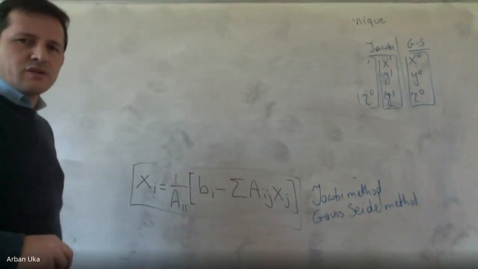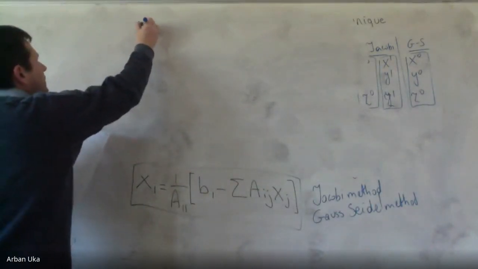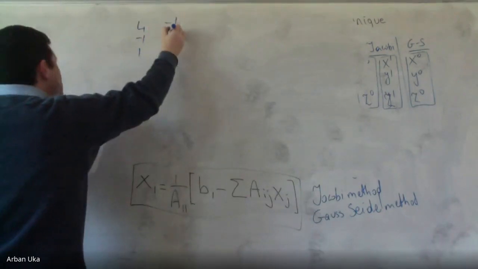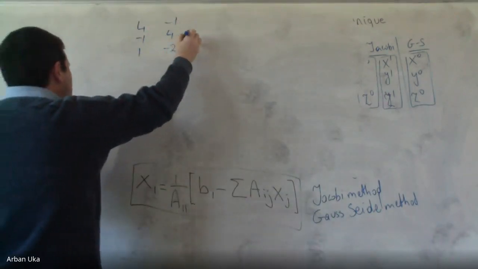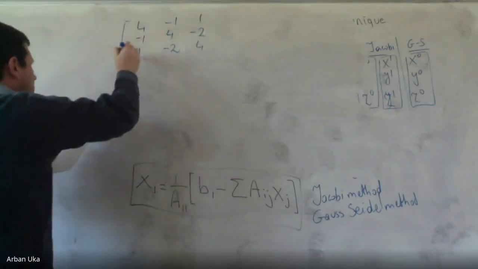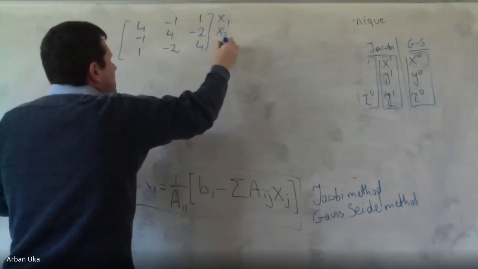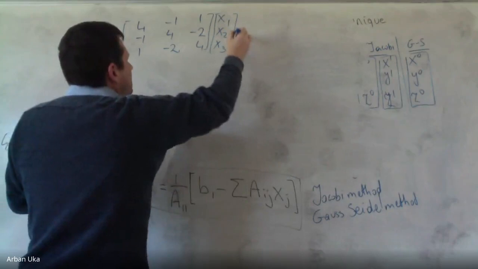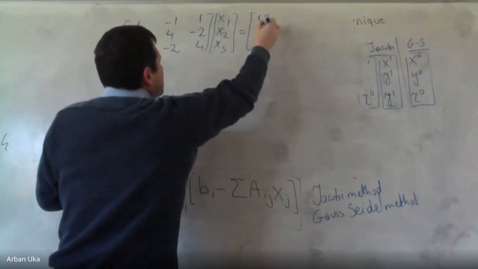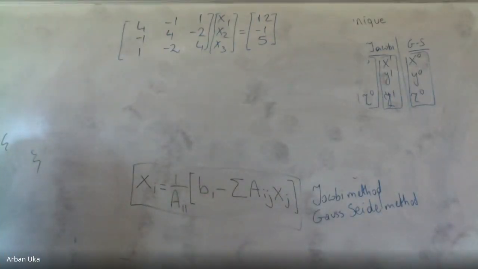Okay. So let's see an example. Let's try to solve the following. We have the matrix 4, minus 1, 1, minus 1, 4, minus 2, 1, minus 2, 4. And we have here x1, x2, and x3. And this would be equal to the vector 12, minus 1, 5. So this is a system, and we want to solve this.